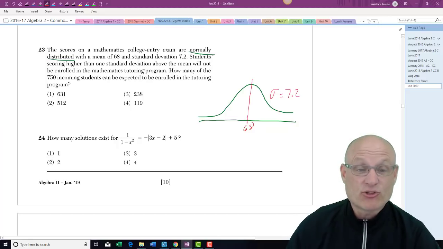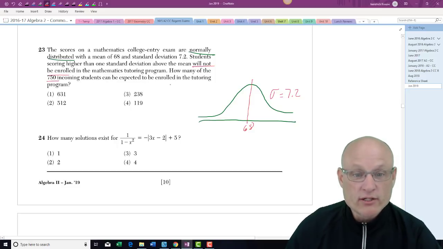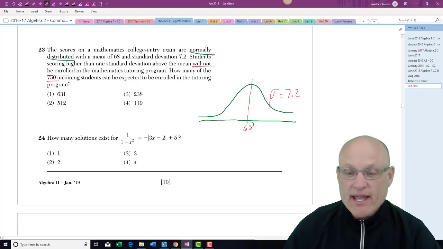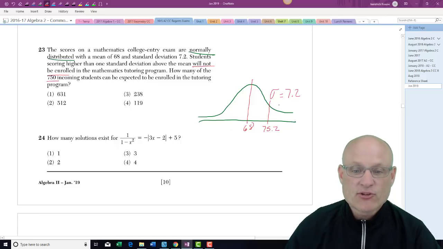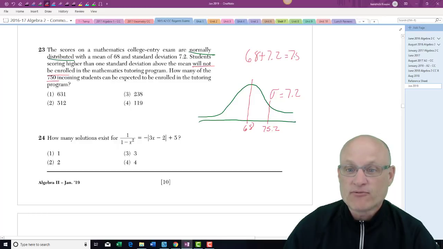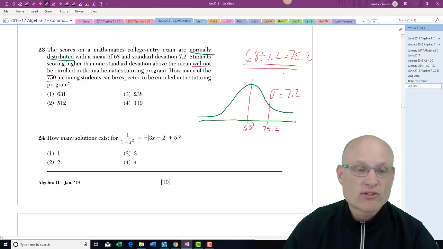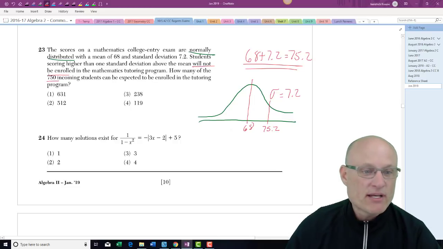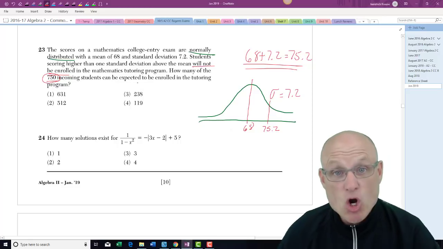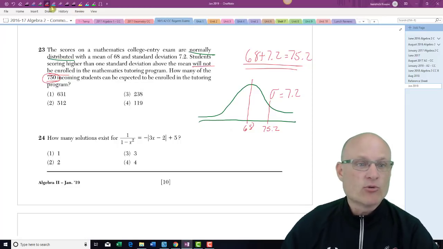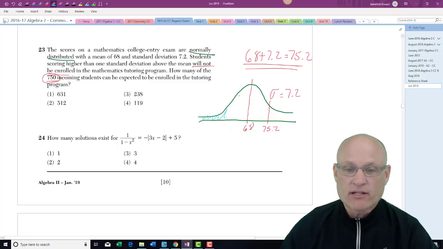Now, if you read the question carefully, you'll find out that anyone that's scoring higher than 1 standard deviation will not be enrolled in mathematics. How many of the 750 will be enrolled in it? So, if I add 1 standard deviation, that's 68 plus 7.2, which is 75.2. So what's going on here is you want to find out how many of these 750 kids don't score over 1 standard deviation. In other words, I want to find out what percentage of the kids are down in here.